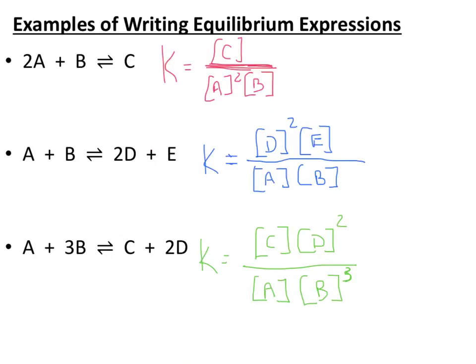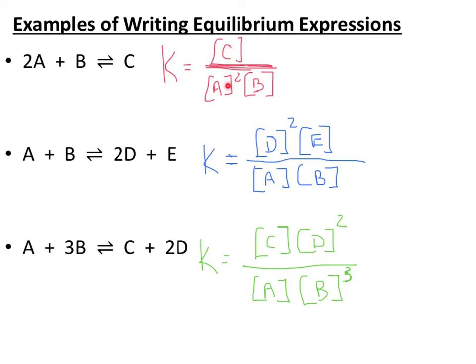All right, guys, so here's the answers. Hopefully you got these correct. Looking at the first one, notice my product is going to be up on top. It's just a C. I don't have any exponent here because the coefficient's 1. I've got the concentration of A, squared because of the coefficient of 2, and then just B, again with no exponent because there's no coefficient. Your equilibrium expression is always going to be products over reactants.